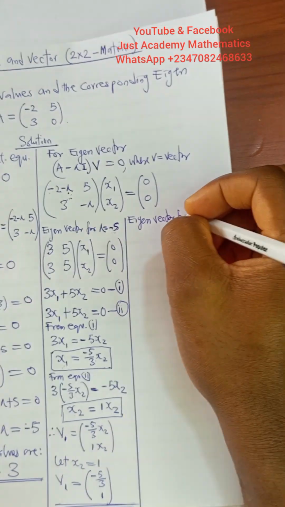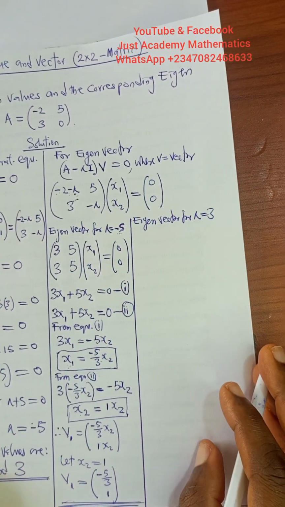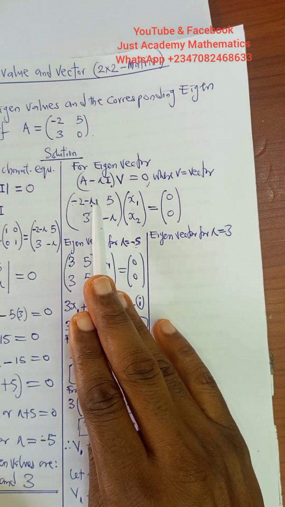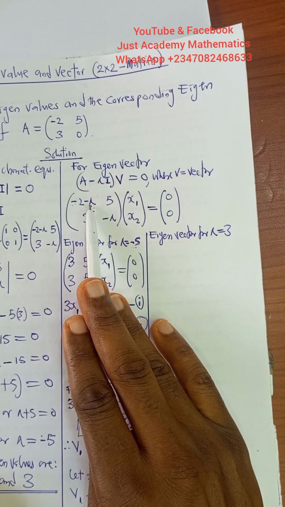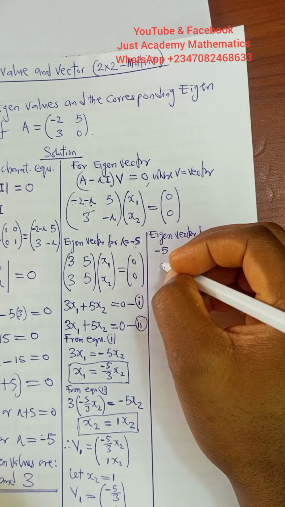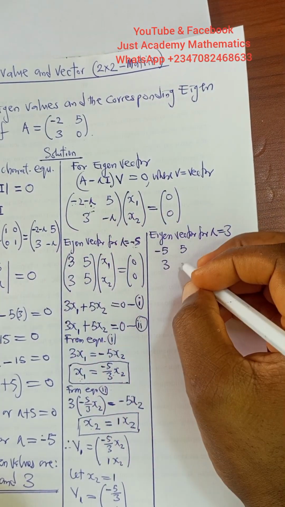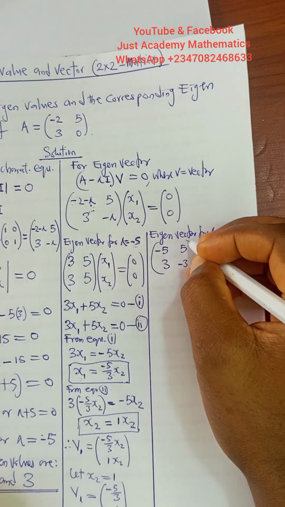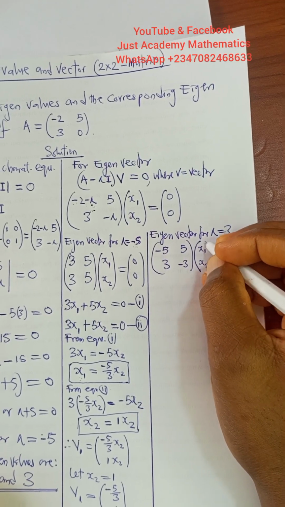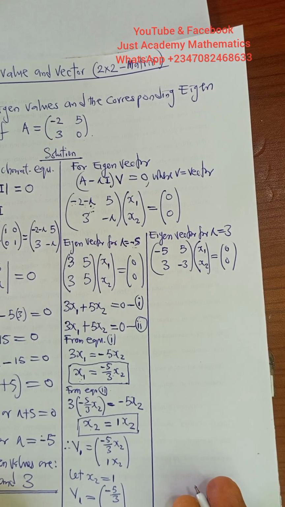Eigenvector for lambda equals 3. Let's see what happens here. When it is for lambda equals 3, remember, in the place of this lambda, we'll put 3. So if here is 3, you get -5 there. -5, 3, 5. Then when lambda is 3, -3. Times the eigenvector representative x1, x2, is equal to what? 0 and 0. So the same procedure again.